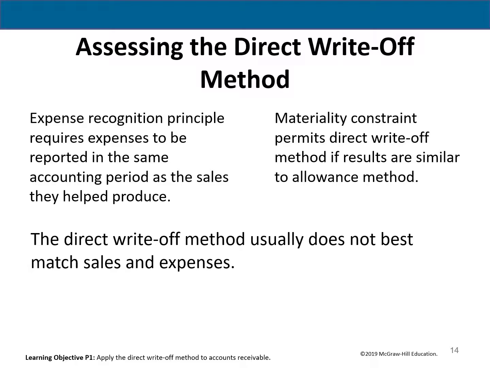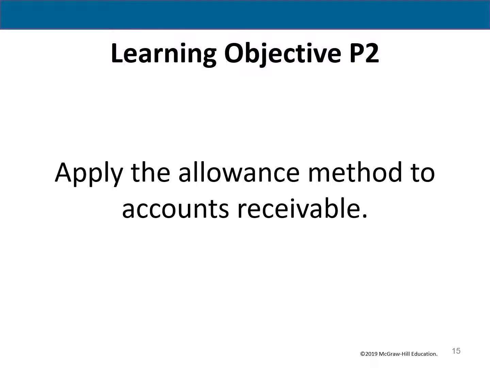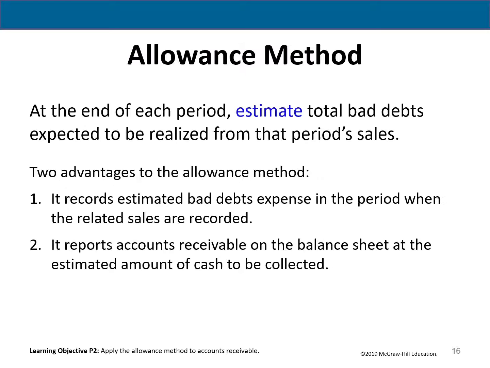Now, if there isn't a huge dollar amount involved with bad debt expense, okay, we say if it's not material, it's okay to use it for financial statements. But most companies use this next method, and it's called the allowance method. Now, what is the allowance method? It keeps us in conformity to the matching principle. Well, what does that mean?